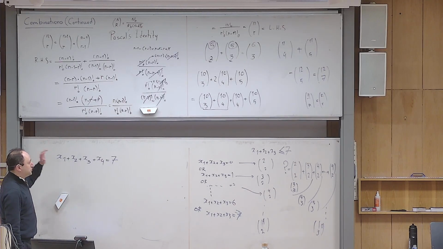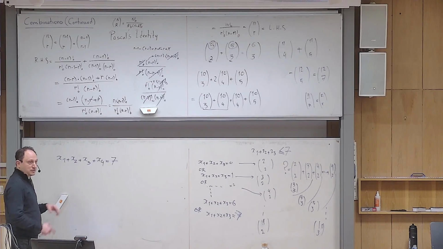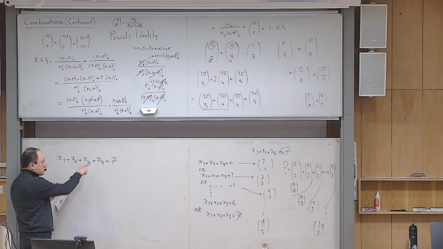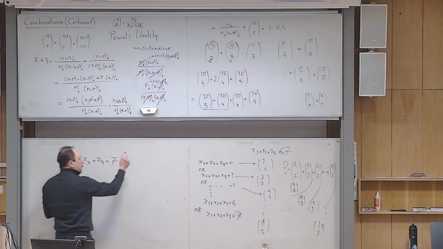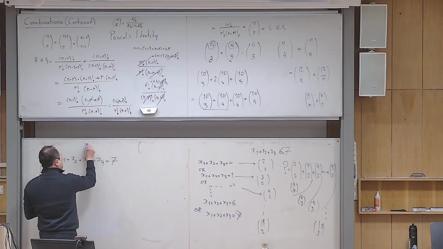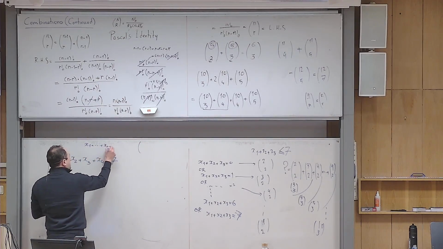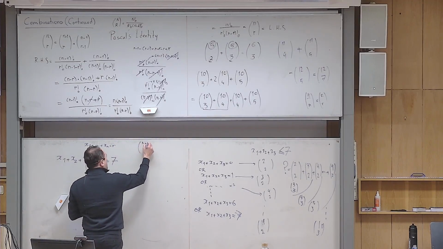Oh, I erased the formula. Do you have it in your memory? What's the answer to this? This you can do with the general formula. Do you remember what the general formula was? X1 plus up to Xn is equal to R. What was that? N plus R minus 1? Or the other way around? And then over n minus 1, yes?